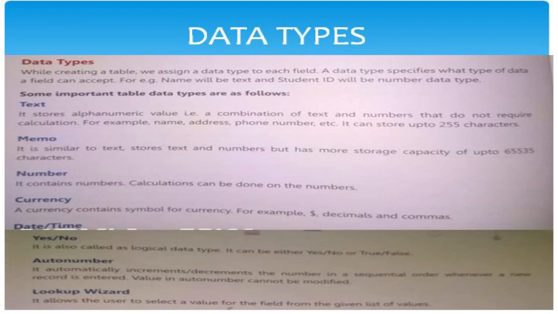Next one is yes or no. It can be like multiple choice. For example, are you interested in playing football? There will be a yes or no type question. There we are using yes or no data type. Next one is auto number. Auto number means one after the other. For example, after one, the next number is automatically two. In those cases, we will use auto number. Next one is lookup wizard. It allows the user to select the value for a field from a given list of values. That means if you give any list, we can select from that particular list. That is called lookup wizard data type.